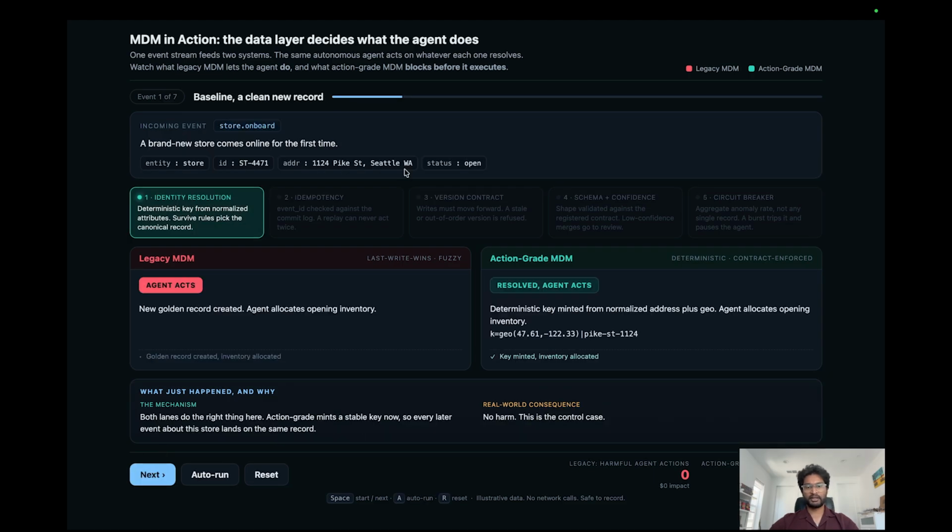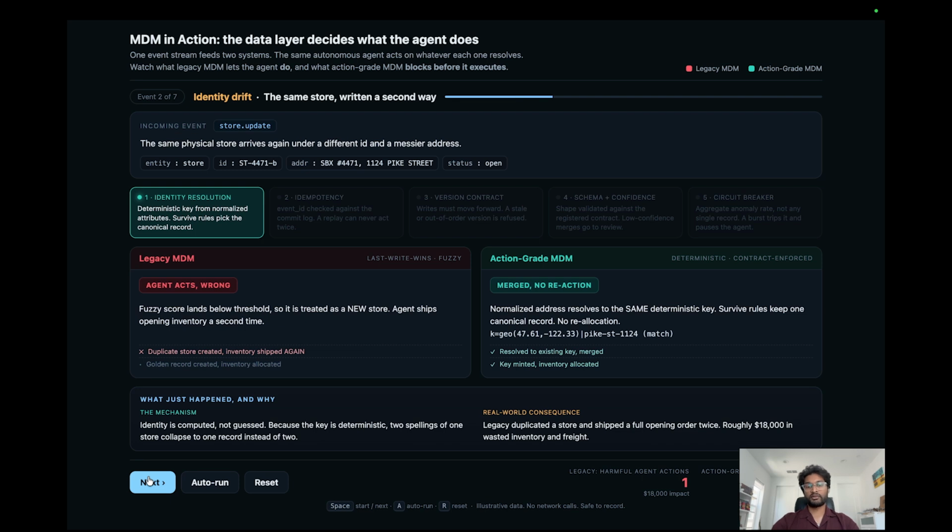So the first event is a clean baseline on purpose, so you can see what normal looks like. A brand new store comes online, both lanes do exactly the right thing, a golden record is created, and the agent allocates opening inventory. No drama. The one quiet difference is on the right. The action grade lane mints a deterministic key for this store right now. Hold that thought. It pays off in about 3 seconds.